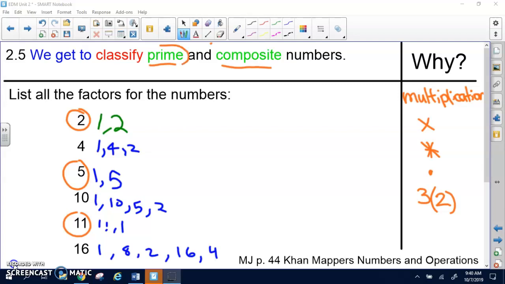How about I do this? Prime numbers I've circled. Composite numbers are divisible by itself, by 1, and by other numbers. So it could be 3 or more factors in this case. Which numbers are composite numbers are you recognizing at this point? Yes, sir. 4, 10, and 16.